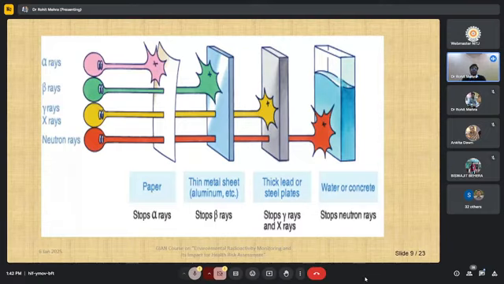If you see this figure, alphas can be stopped by a thin sheet of paper. Similarly, betas can penetrate through paper, but can be stopped by thin metal sheets. Gammas have more penetration power and can be stopped by thick lead or steel plates. And finally, neutrons are highly penetrating, and we generally use paraffin wax, water or concrete to stop them.